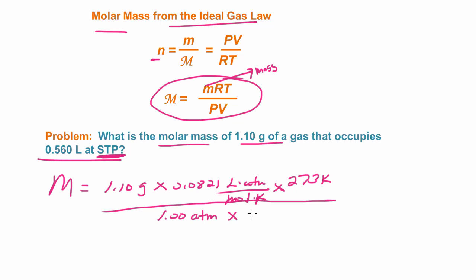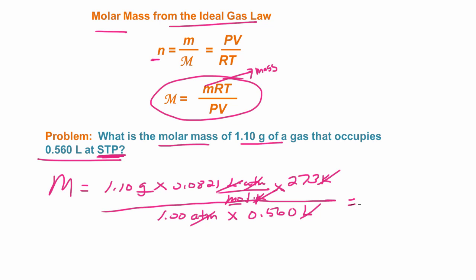Okay, and we have a volume of 0.56 liters. So we're being asked for molar mass. Our liters will cancel, our temperature will cancel, our atmospheres will cancel, and we're going to be left with grams per mole.